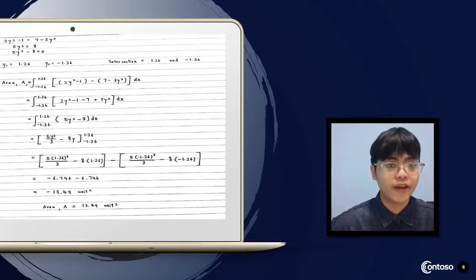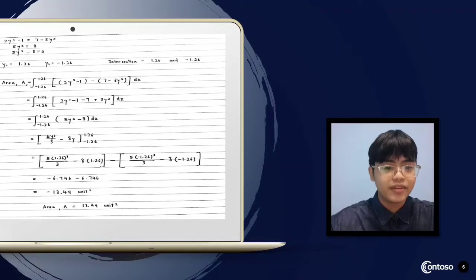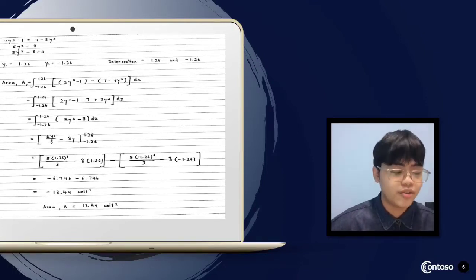Now we have to find the area A, by using the integral symbol from negative 1.26 to positive 1.26, with the bracket 2y squared minus 1 minus the bracket 7 minus 3y squared, dy. Then 2y squared minus 1 minus 7 plus 3y squared. Then we get the integrand 5y squared minus 8. Then we evaluate the integral obtained.